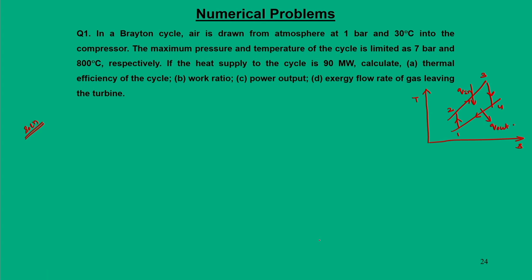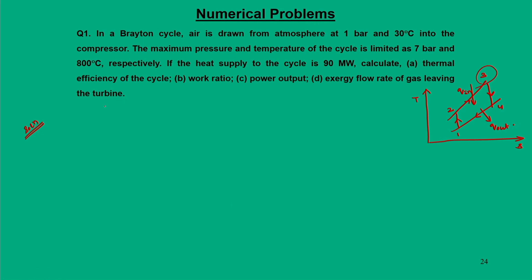Now let us see the question. In a Brayton cycle, air is drawn at atmospheric pressure 1 bar and 30 degree centigrade into the compressor. So, state 1 is known. The maximum pressure and temperature of the cycle is limited to 7 bar and 800 degree centigrade. That means P2 and P3 are the maximum pressure, that is, at state 3 the pressure and temperature are given.